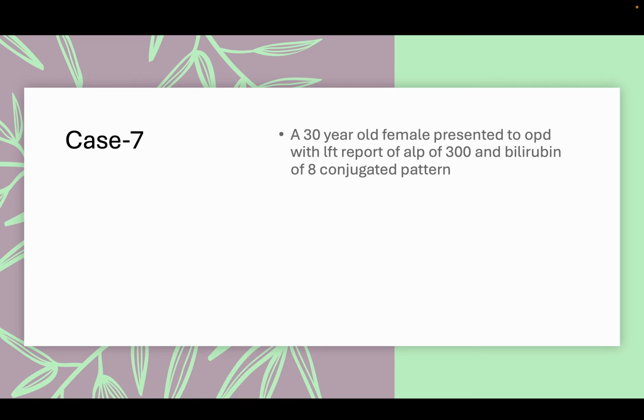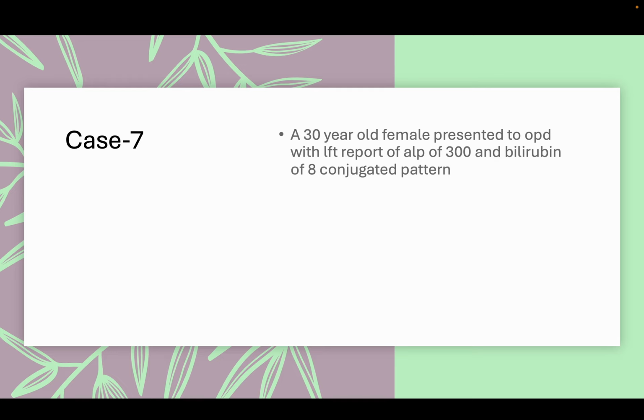A 30-year-old female presented to OPD with the LFT report of ALP of 300 and bilirubin of 8, and this is a conjugated pattern. So here ALP is elevated, bilirubin is elevated, but enzymes, since they mentioned, we are taking it as normal. So any female that comes to an OPD with ALP elevation and bilirubin elevation, that is looking like a conjugated obstructive pattern. Since enzymes are normal, you are looking at the obstructive jaundice pattern. So always get an ultrasound first, look for any gallstones which are very common in those patients.